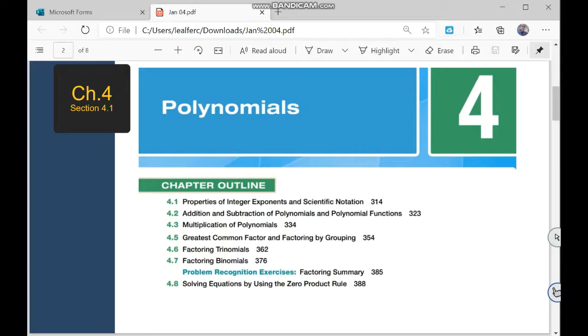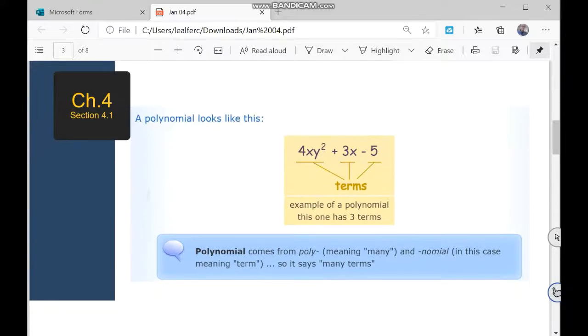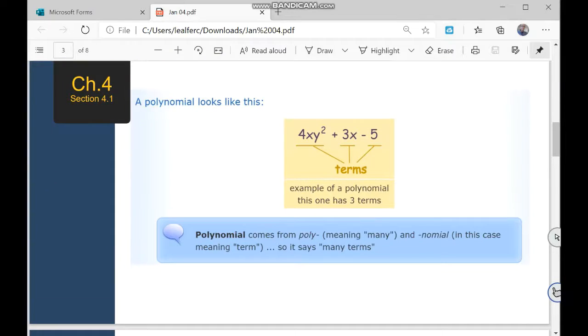But the first and very important question is, what the heck is a polynomial? What do polynomials mean? And I like this very simple definition here. You can create your own definition after you understand.